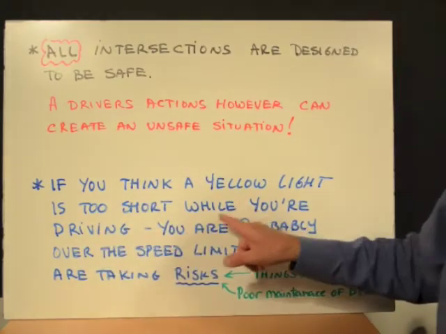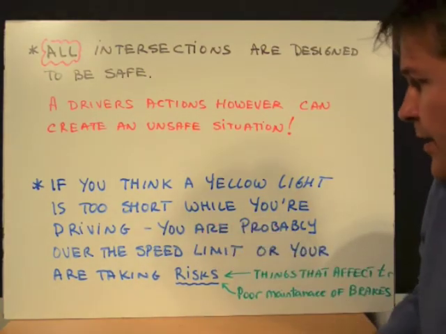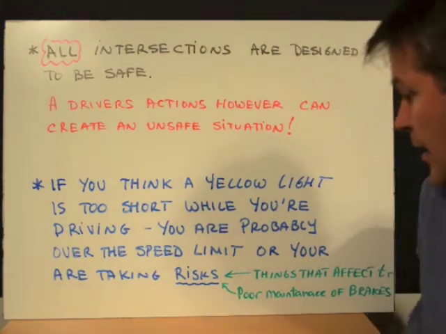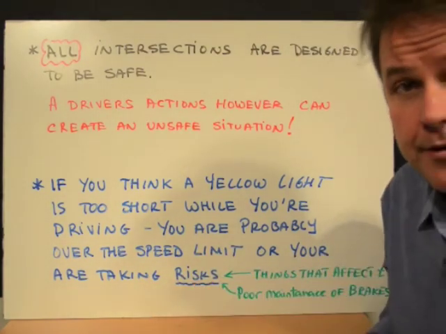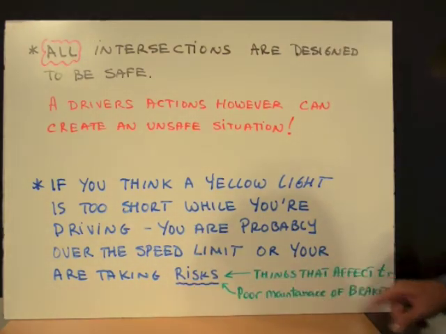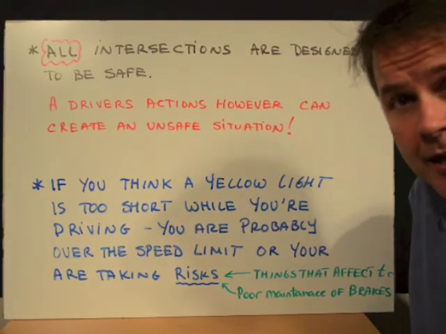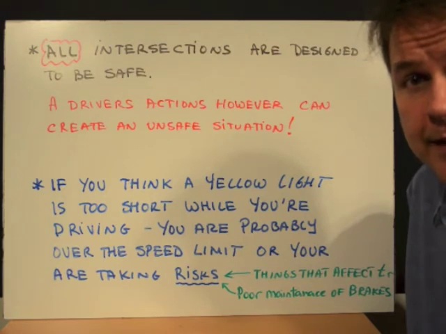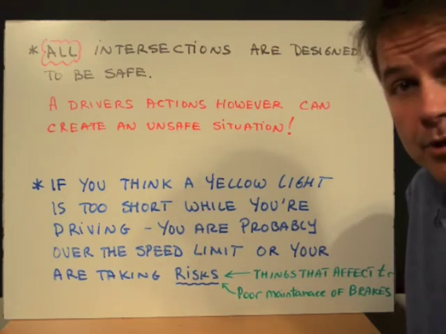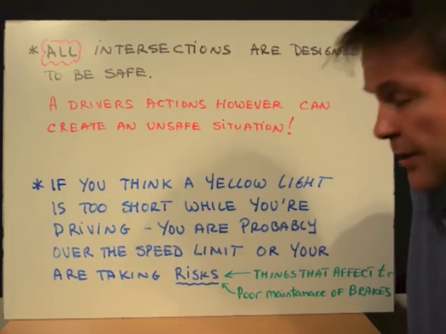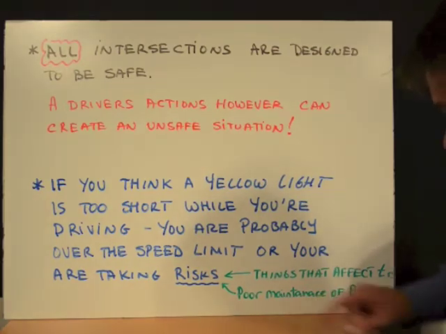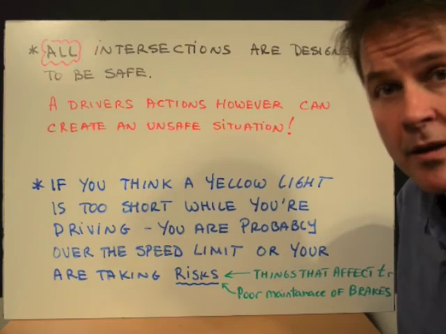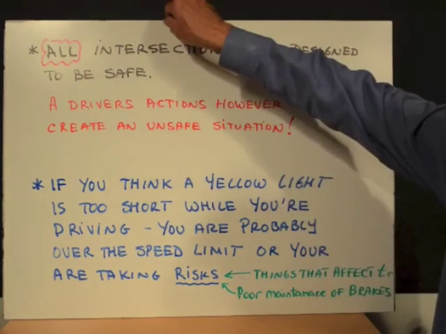If you think a yellow light is too short while you're driving, you are most likely over the speed limit, or you're taking risks. What kind of risks? Things that affect your reaction time. Perhaps you're tired, so your reaction time is longer. That will affect the size of the go zone and stop zone, and that will increase the chance of an accident. Perhaps poor maintenance of your brakes. If your brakes aren't working well, then that will affect the go zone as well.